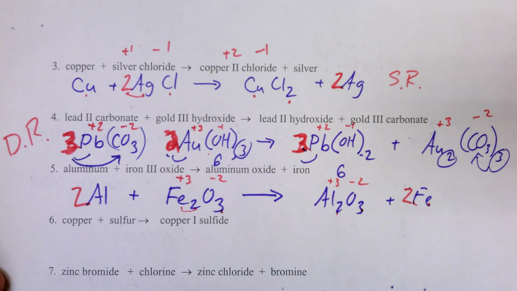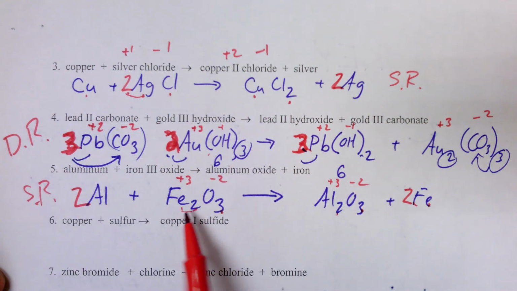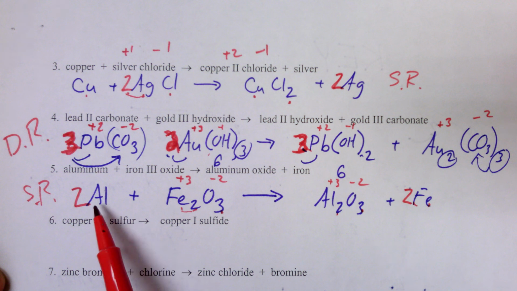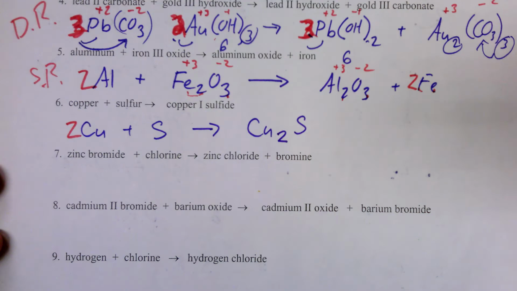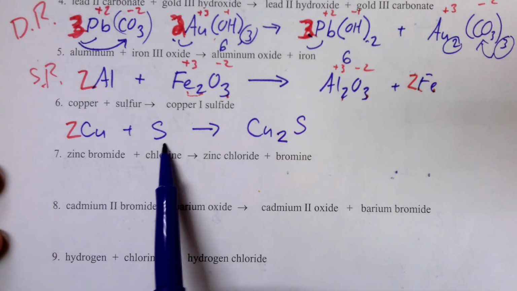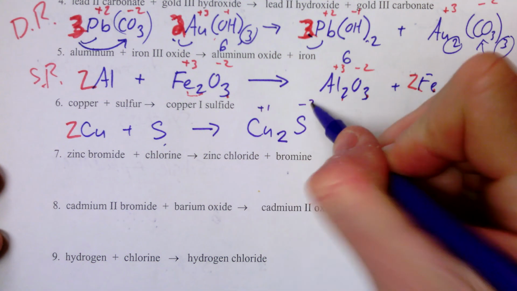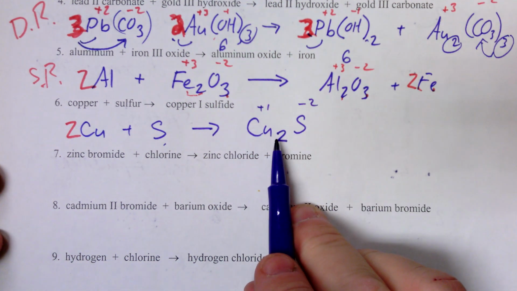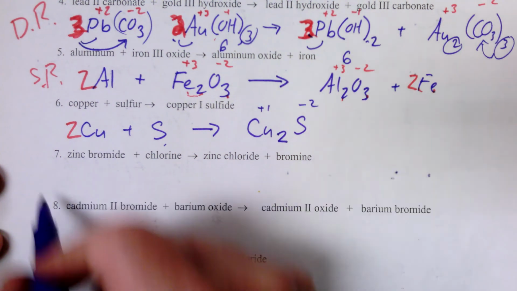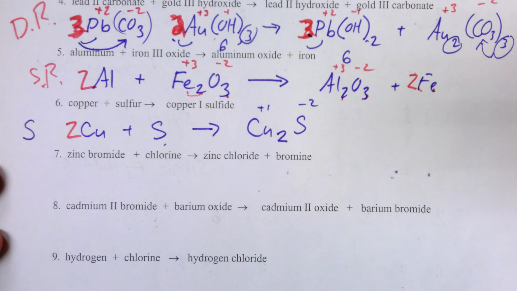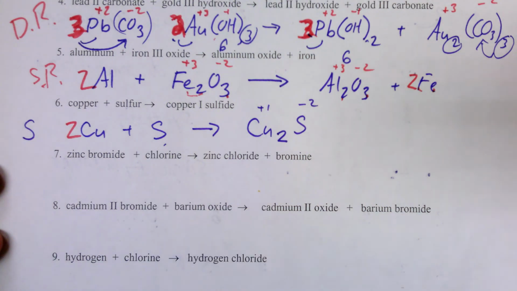And this here would be a single replacement reaction because I've got one compound that has one of the elements being replaced. You can see the aluminum replaced the iron with the oxygen. So here I've got copper and sulfur yielding copper 1 sulfide, +1, minus 2. That's why I get this formula. To make this balance, all I needed was a coefficient of 2 in front of the copper, and it works. This would be a synthesis reaction because you're taking two elements and you're synthesizing a new compound.